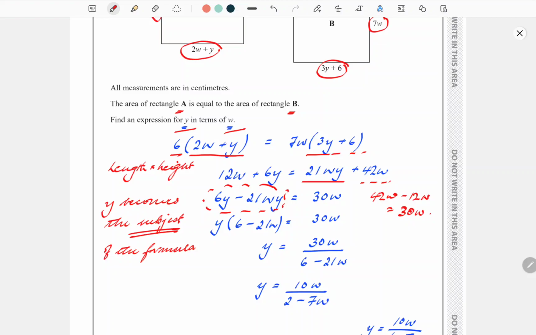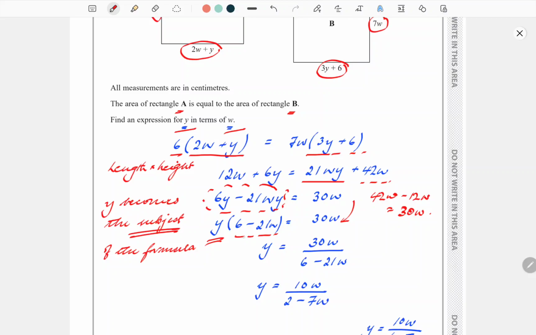Sorry, I think my pen is playing up a little, so be patient with me if I write things wrong and then have to erase it. Right, 30w, so you can see where that next step came from. And now we factorize the y out of the two terms on the left-hand side, okay? So that's the same as y brackets 6 minus 21w. Don't lose the w. That has to stay there.